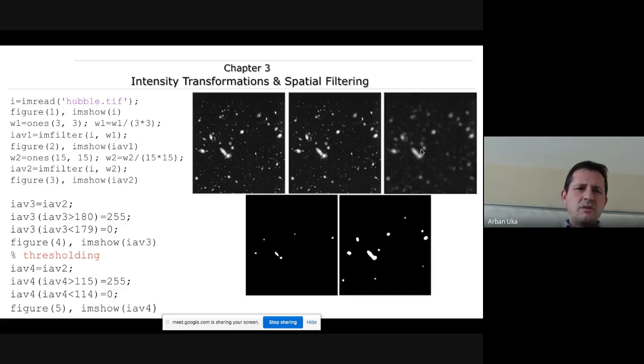Again, you can also read from the code what we are doing. We first read this image, which apparently has some stars distributed around.